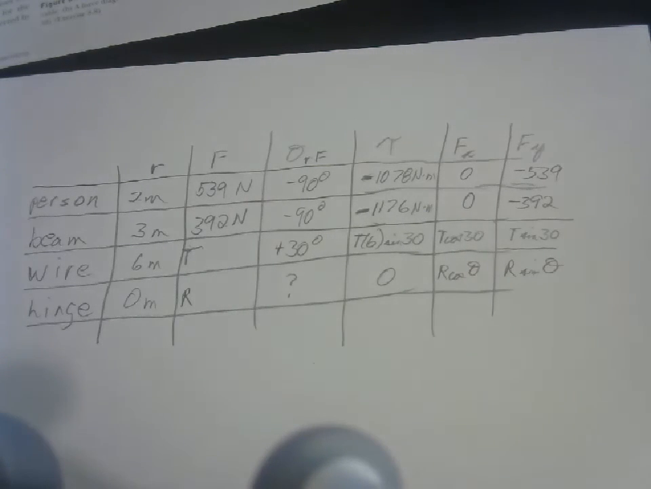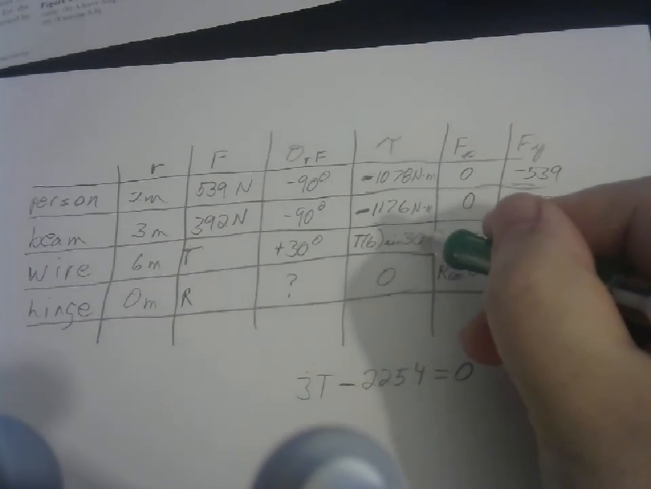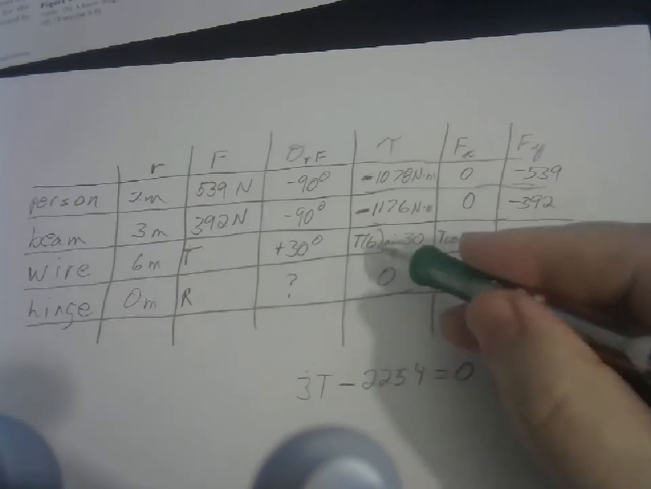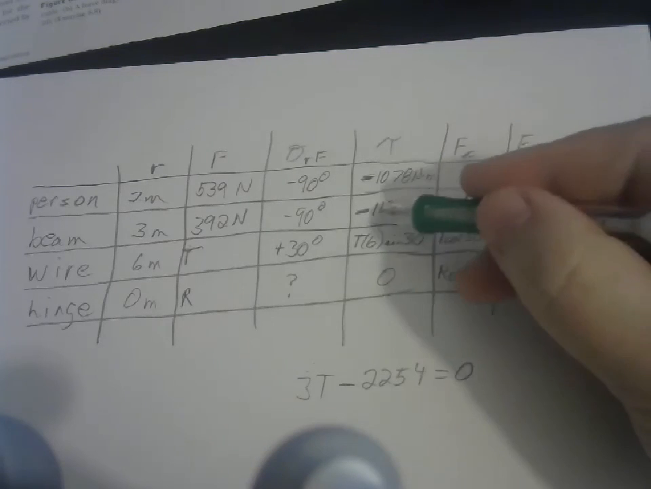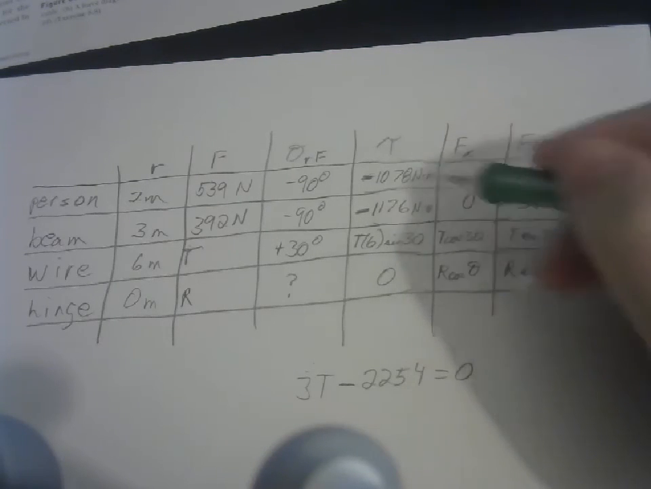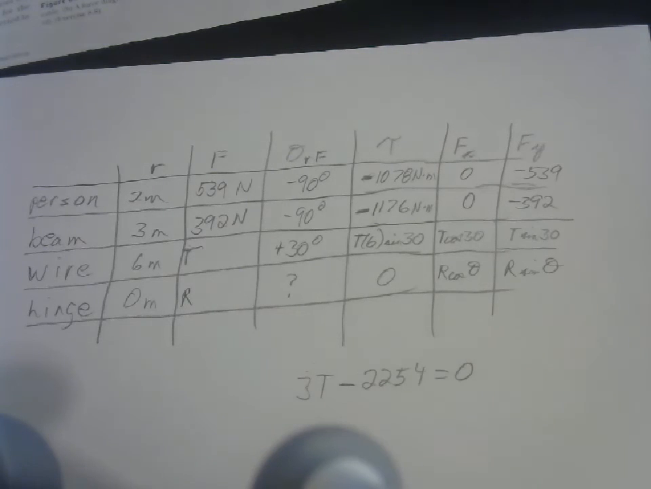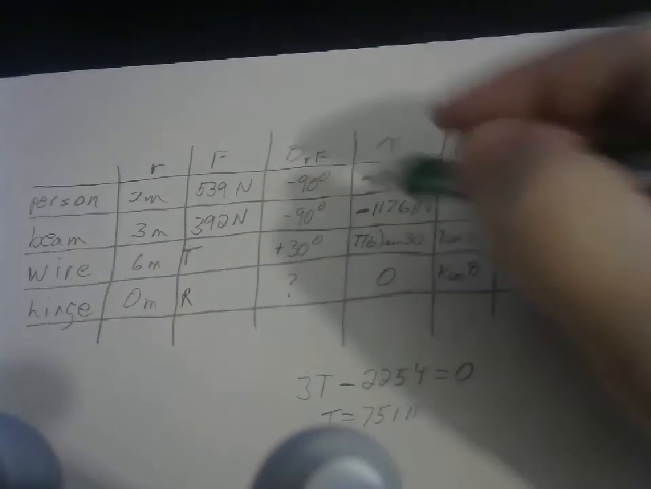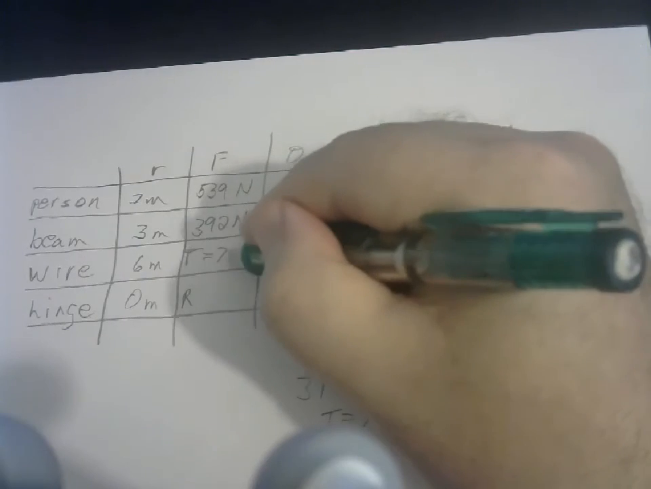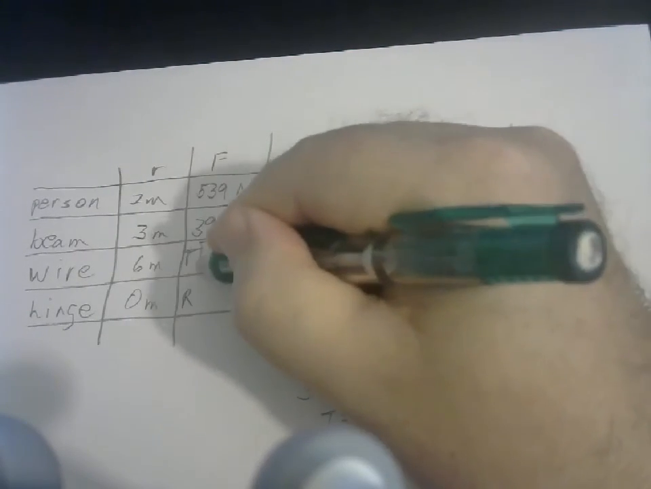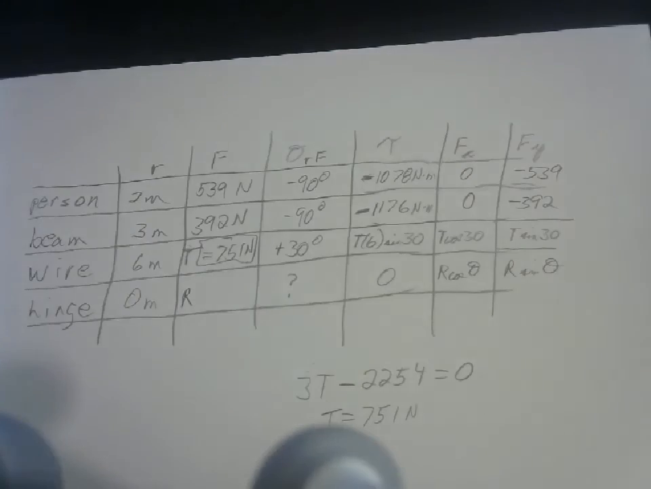6t sine 30. So 6 times sine 30 is 3t minus, and then 1176 plus 1078 is 2254. And that gives us t equals 751 newtons. And that is the answer to part A.